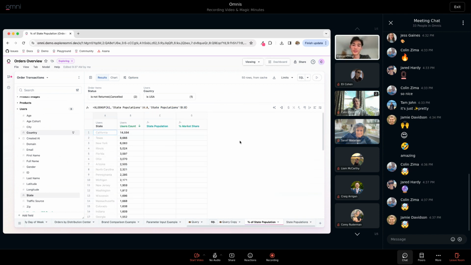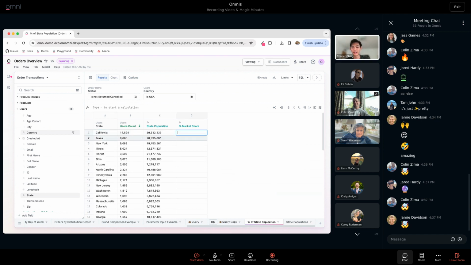And then you could do some sort of market share calculation. So like this divided by this. Obviously, that's not an actual market share, but it kind of gets the point across. So that'll be part of the demos that we're playing at our Snowflake booth.